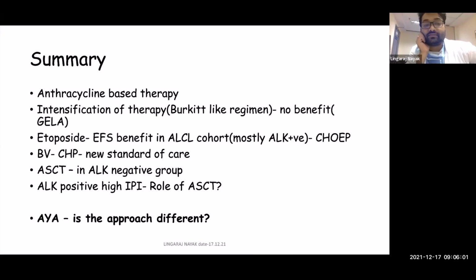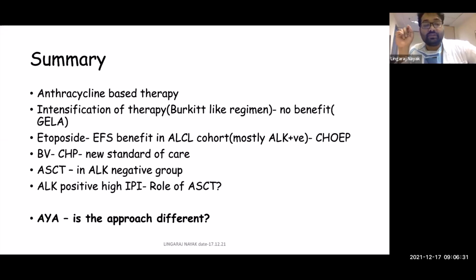Now, if I summarize what I discussed about systemic ALCL management, anthracycline-based therapy is important, and an intensification of therapy like a Burkitt-like regimen in adults specifically. I'll come to what happens in AYA. In adults specifically, there is no benefit. Now, the role of etoposide is good if you see the German data. Mostly it is limited to the ALK positive group. So if a patient is otherwise fit, less than 60 years, you should use CHOP kind of chemotherapy.